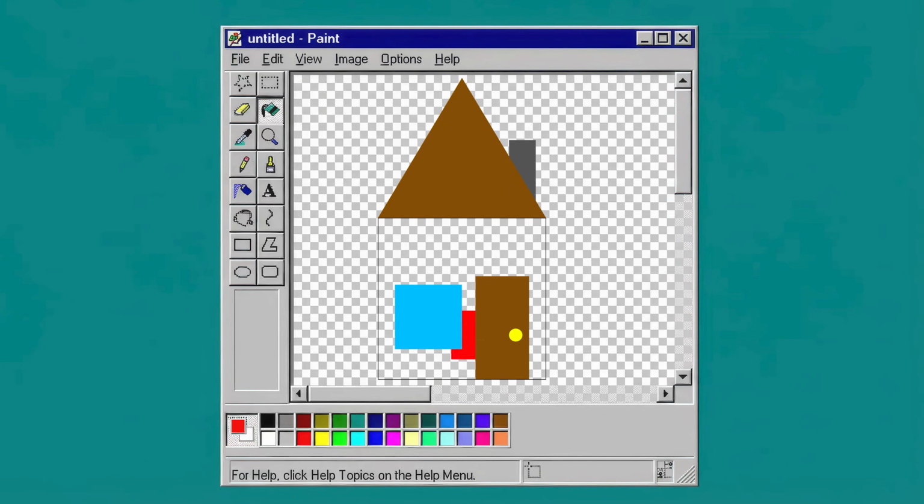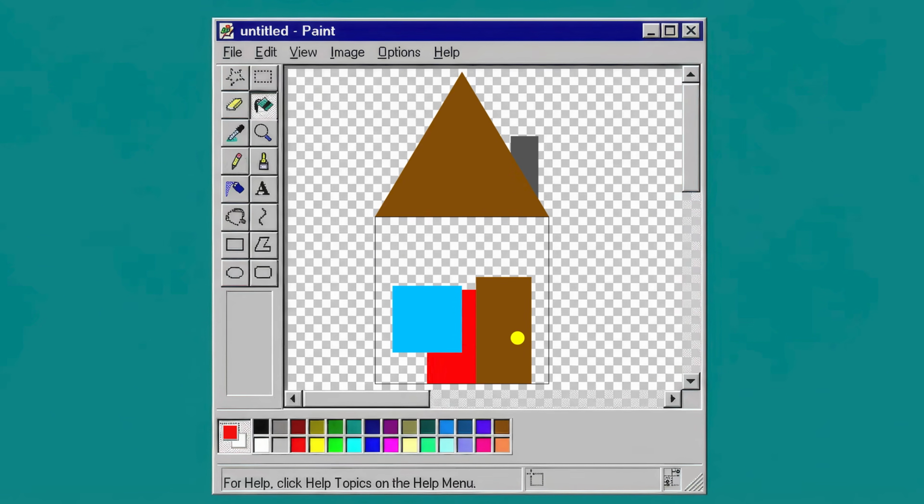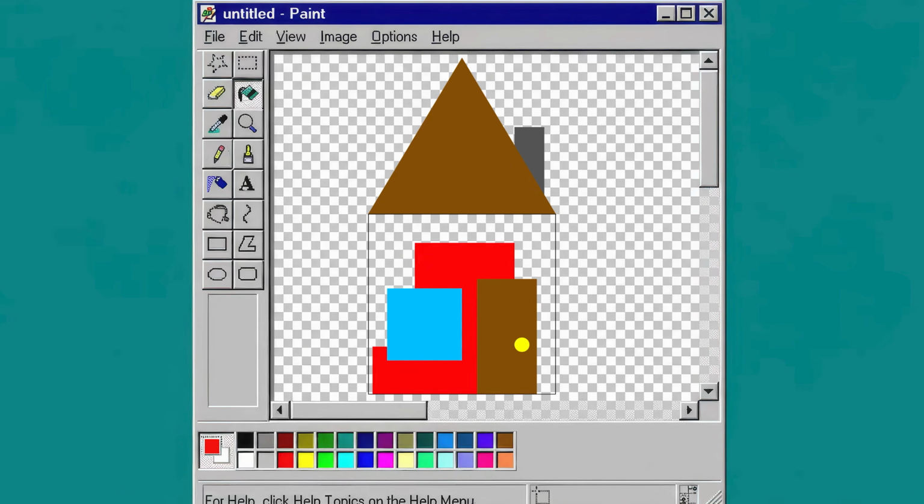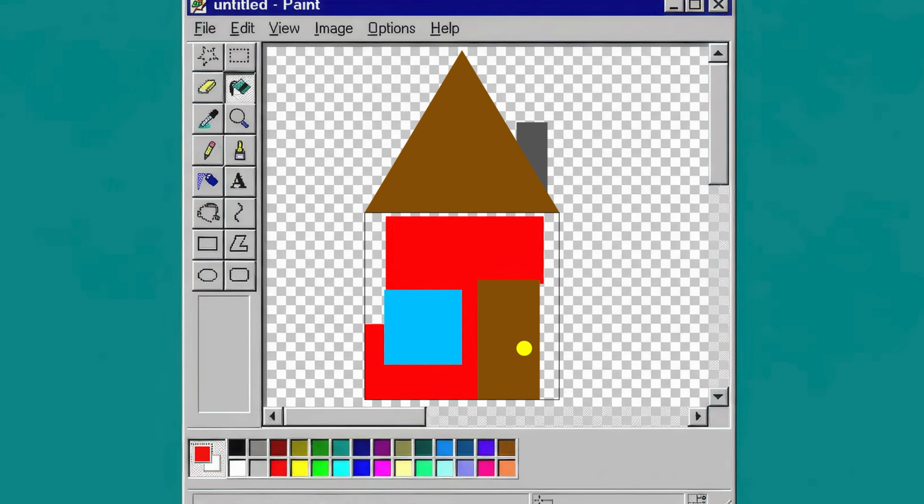You clicked, and the color knew where to go. It filled every nook and cranny. You were 7. Life was good. You didn't question things like this.